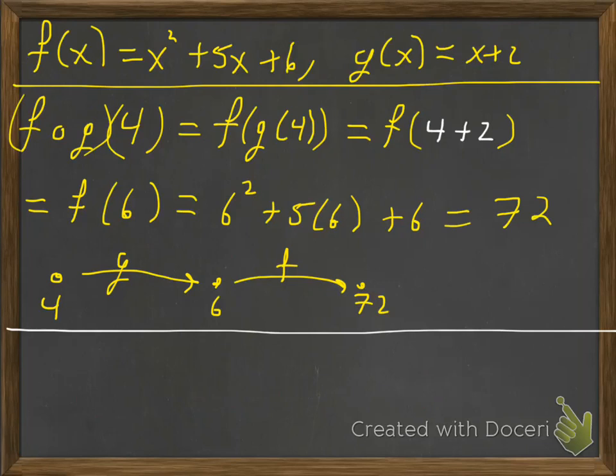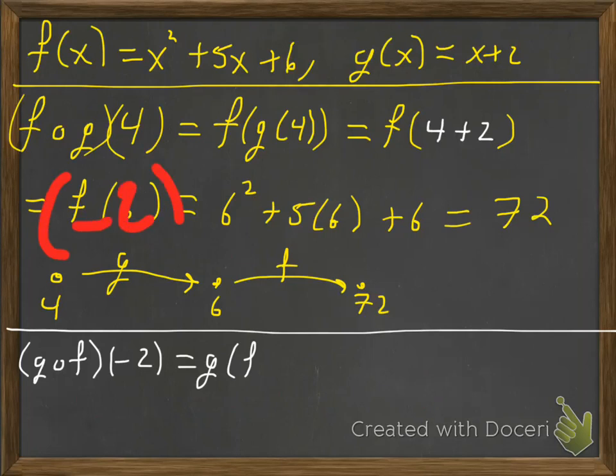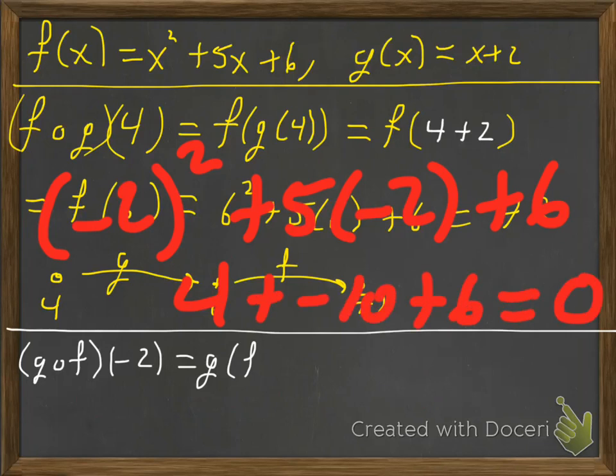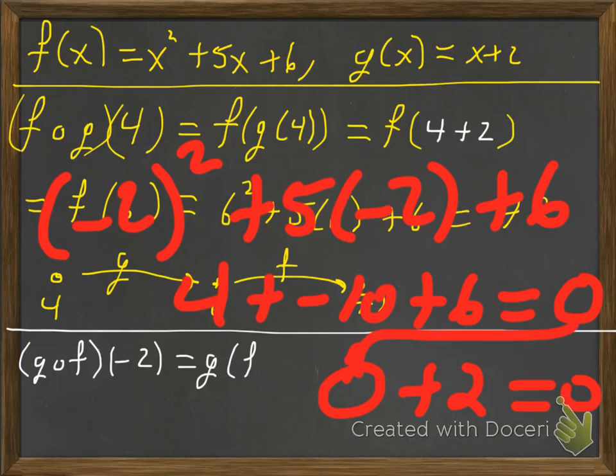Let's do another example where we find g of something. So let's say we find g of f of -2, and so we're going to take -2 and plug it into f first. So we're going to have -2 squared plus 5 times -2 plus 6, which is going to give me 4 plus -10 plus 6, and that's going to give me 0. And then we're going to plug 0 into g, so we'll have 0 plus 2, and that's equal to 2. Oops, what kind of craziness did we just do? 0 plus 2 is 2, it's not 0.